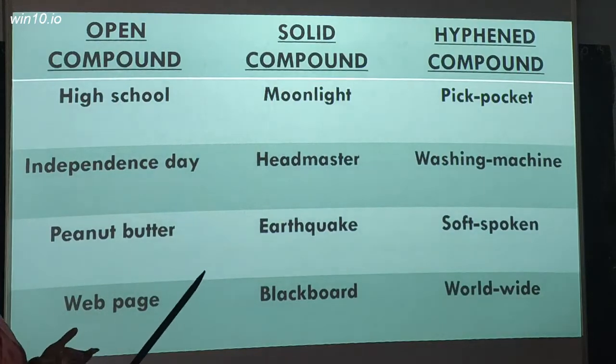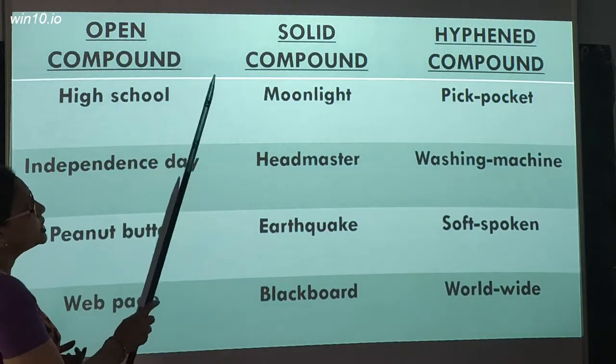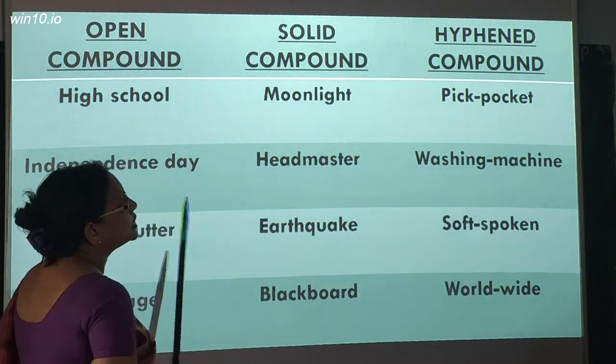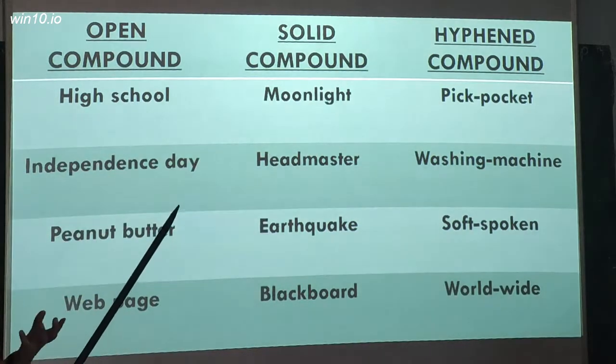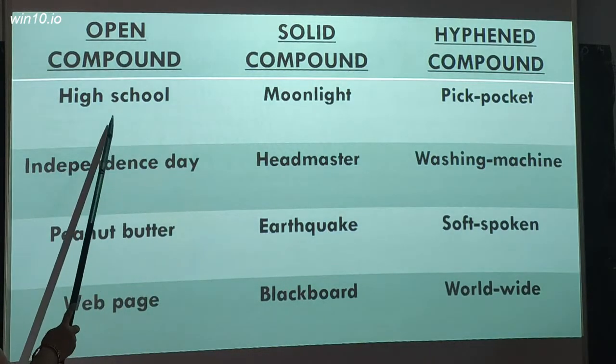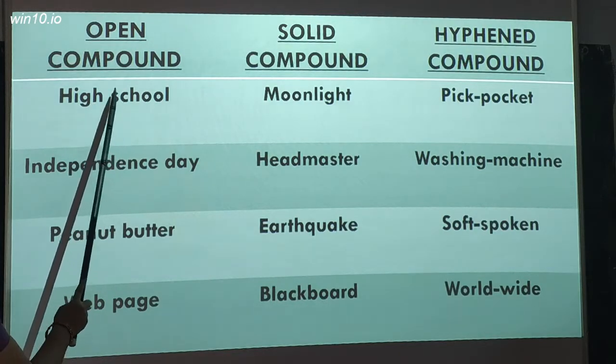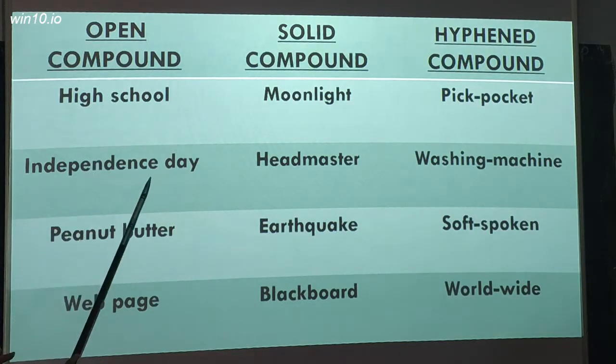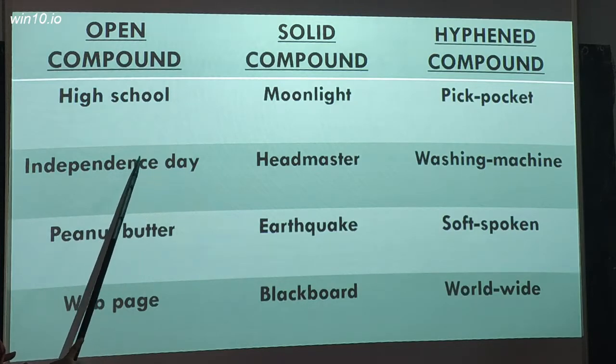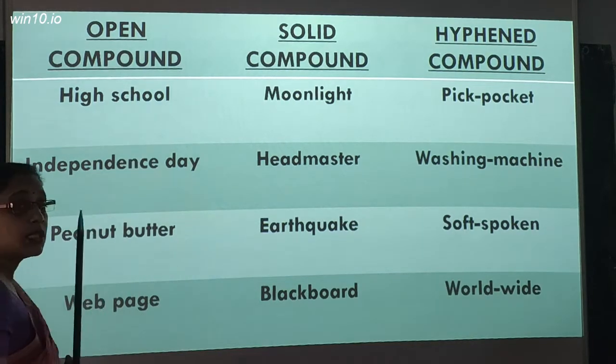Now we have some more examples of open compounding, solid compounding, and hyphen compounding, so it will be more clear to you. High school: there is a space between high and school. So this is open compounding. Independence Day: there is a space between independence and day. So this is open compound. Peanut butter, web page.